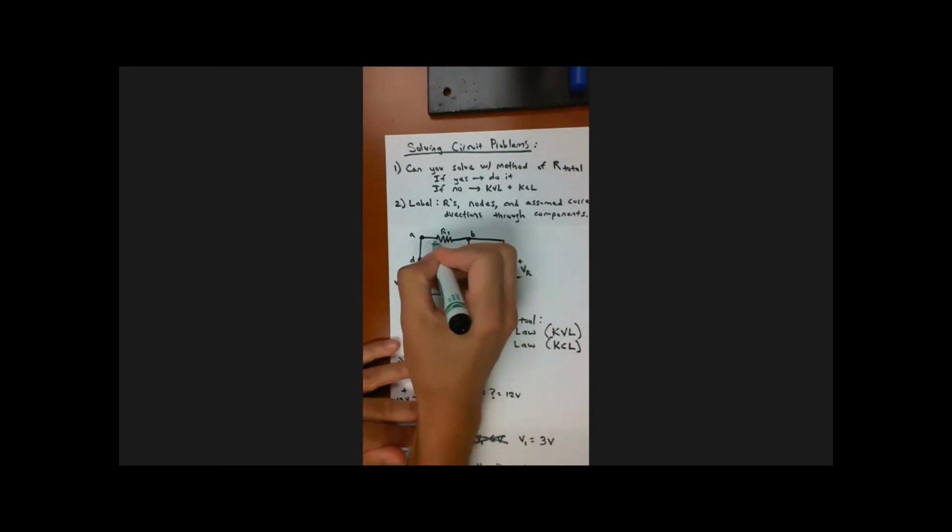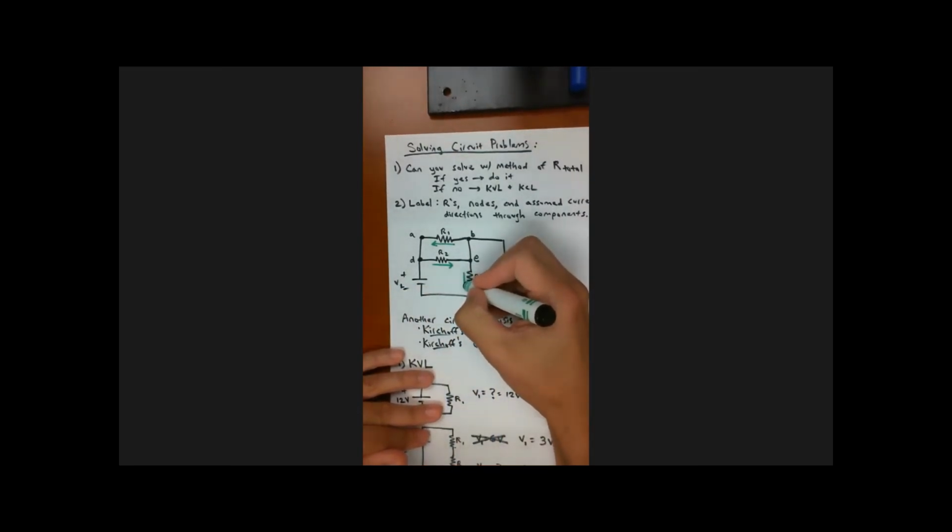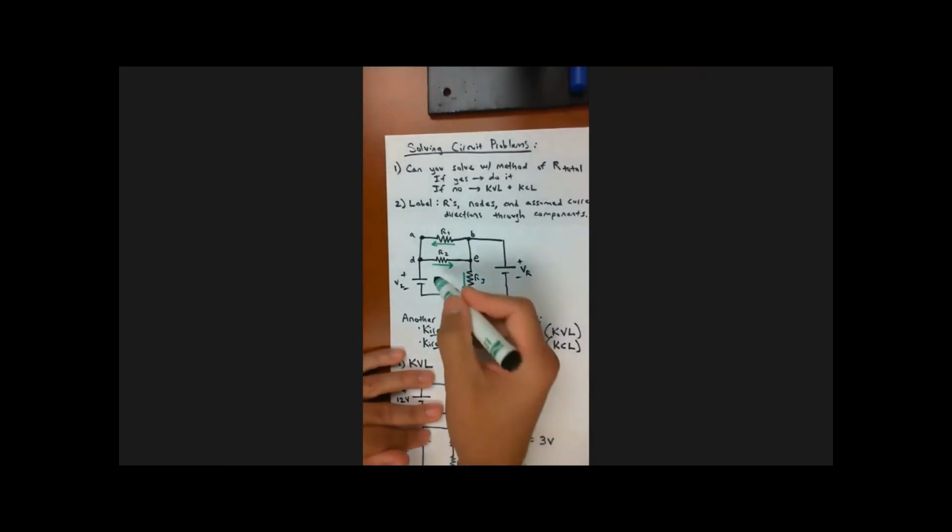So I'm going to guess that current is going to go this way through resistor 1. So I1 is going to go this way. I'm going to guess that I2 is going to go this way. And I'm going to guess that I3 is going to come down this way. All right. So that's what you need to do. You need to just make a guess, because that is going to determine how you write your equations, all right?